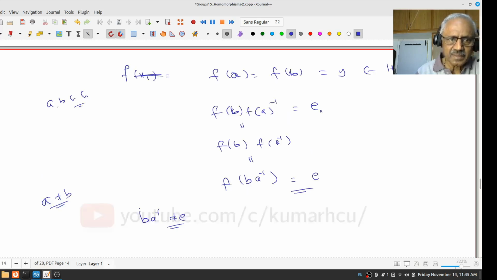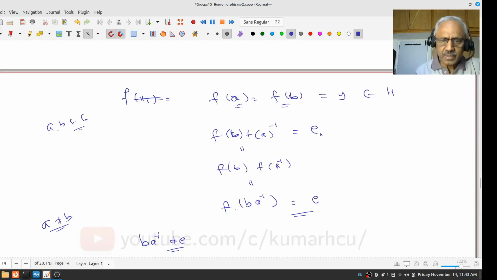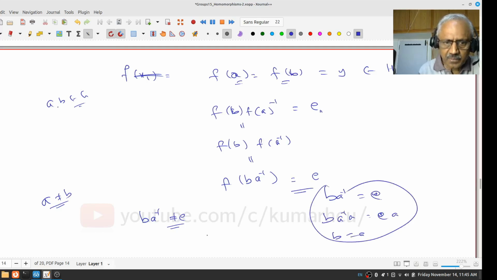If there exist two distinct elements a and b in G such that f of a equals f of b equals y, what did I prove? Then f of b a inverse is identity. Then I claim b a inverse is not identity, right? Because if it's identity, multiplying both sides by a, I will have b equal to a, a contradiction, right? Therefore, it's not identity.